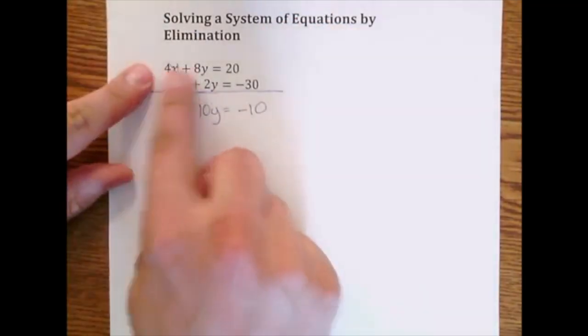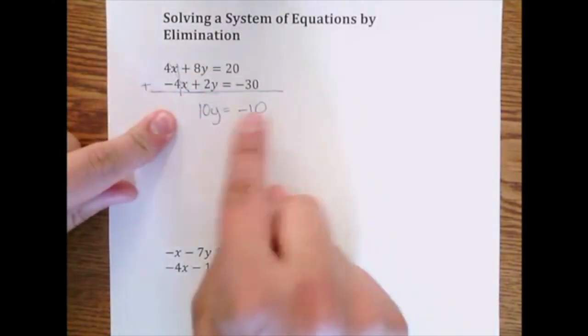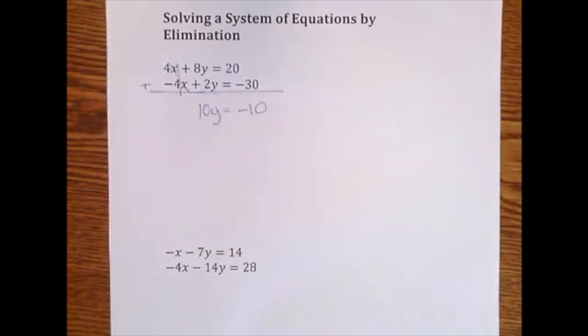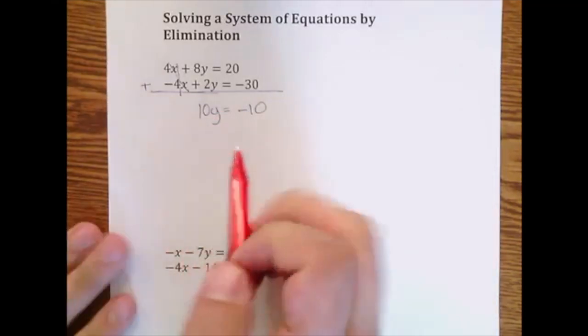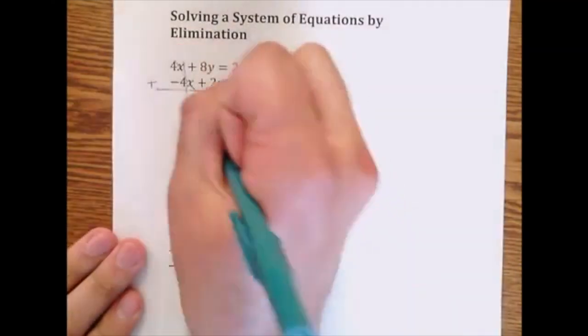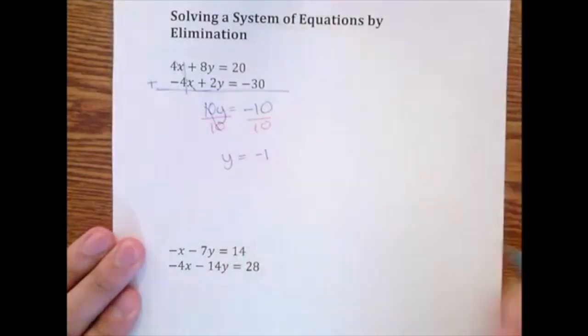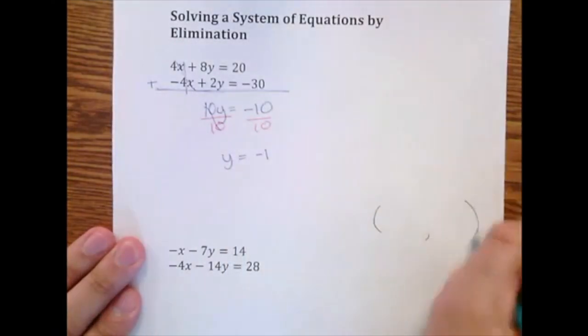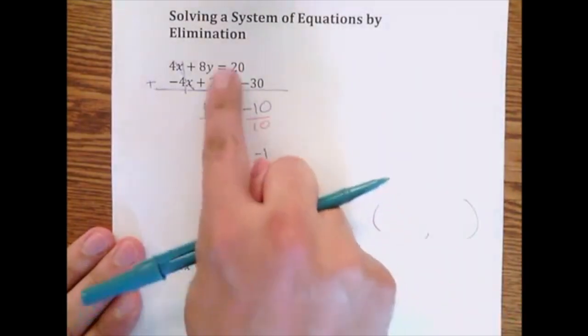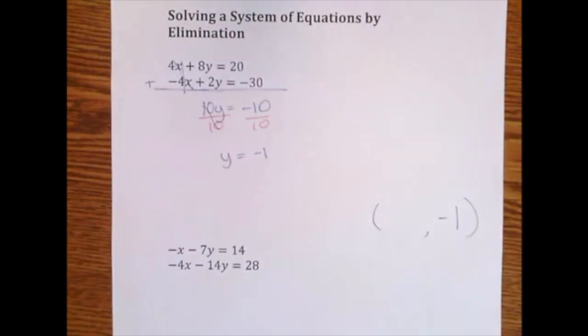Just like that, I've gone from two equations with both x and y to just a single line with only one variable left. So I can now solve for the variable I have left. I could solve for y, which means I'm going to divide by 10, which means y equals negative 10 divided by 10, negative 1. Our goal, remember, is to figure out the coordinate where these two lines intersect, and I now know the y part of the coordinate is negative 1. So all I have to do is figure out the x value.